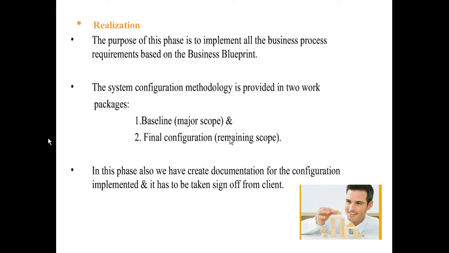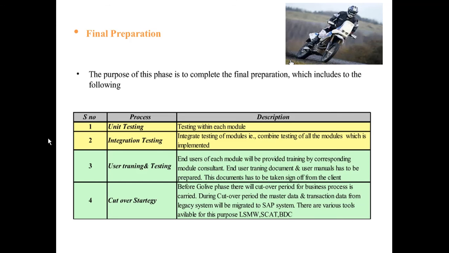As I mentioned, at every stage I need to get the sign off. So I'm only going to do the design which is decided as per my blueprint level, which was already signed off. Based on that document, I need to design everything in my realization stage. Once my design is done, then I'll go to the next level, which is called final preparation.